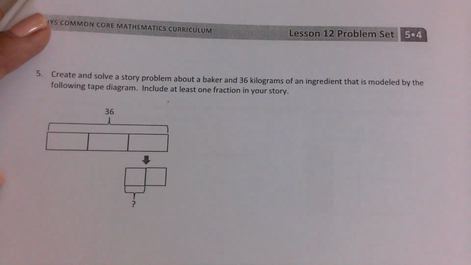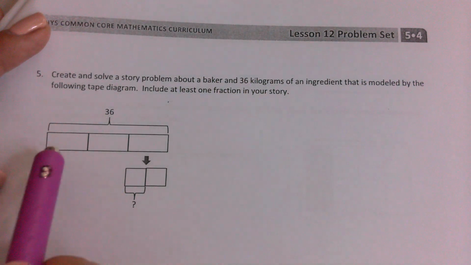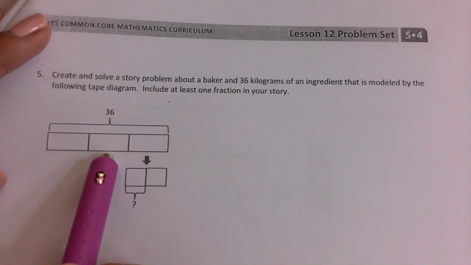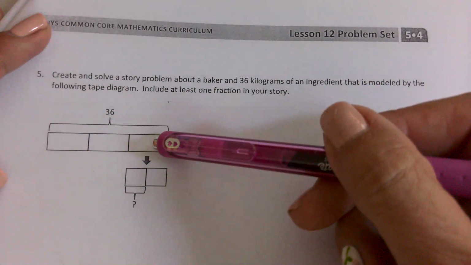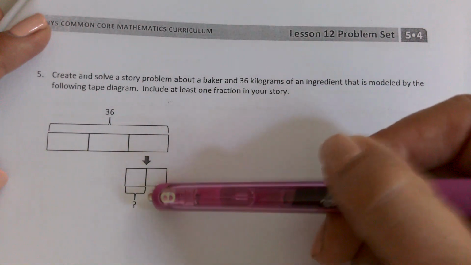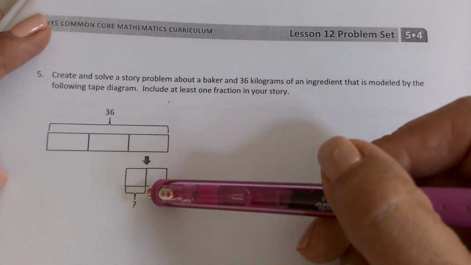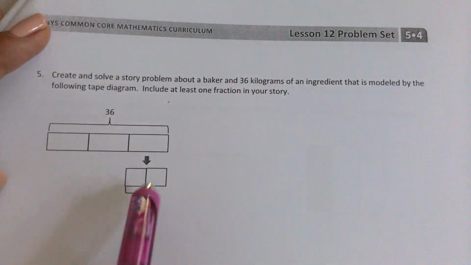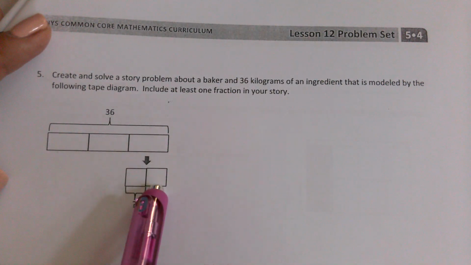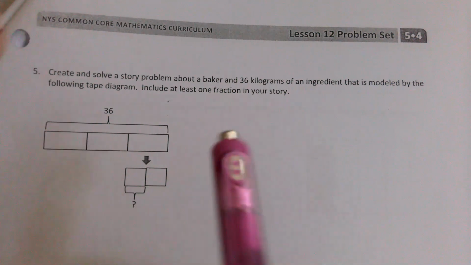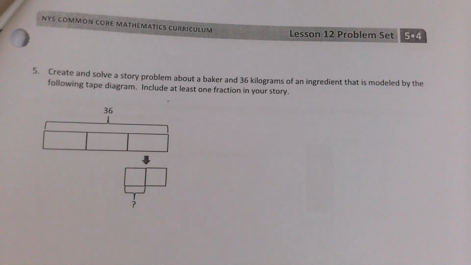Include at least one fraction in your story. So this is 36 here, divided into 3, right? But they're only using one portion. They're using how much of this one portion? They're using half of a portion, right? So this is going to be a little bit more difficult.